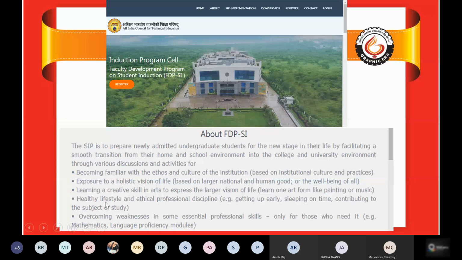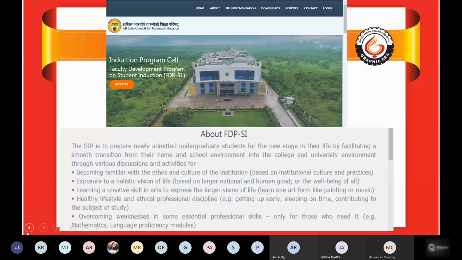Also, I was talking yesterday about identifying the strengths in you and identifying the weaknesses in you. When I say weaknesses, it means the scope of improvement in academics, research, or other areas.